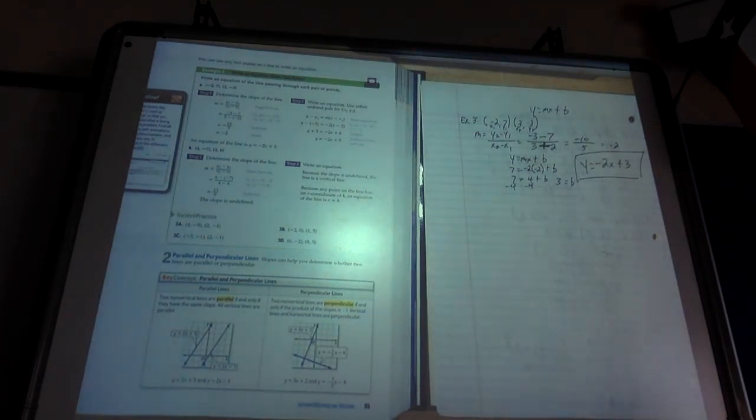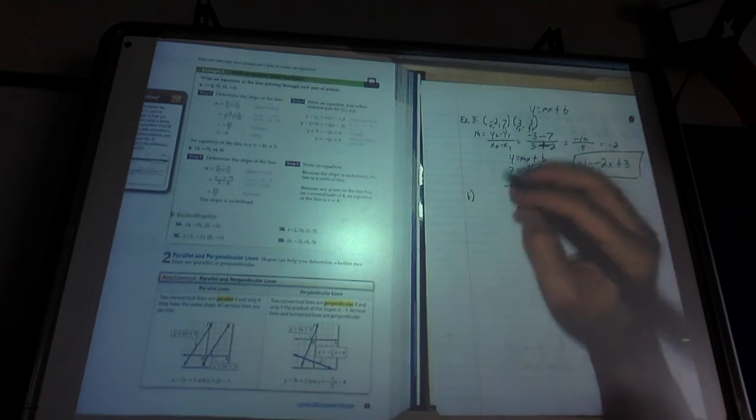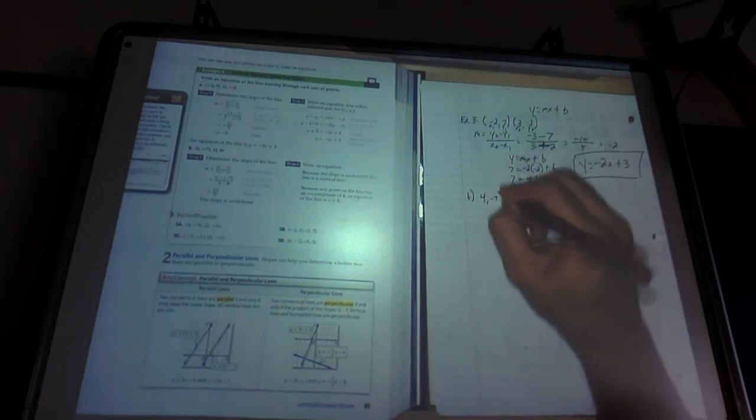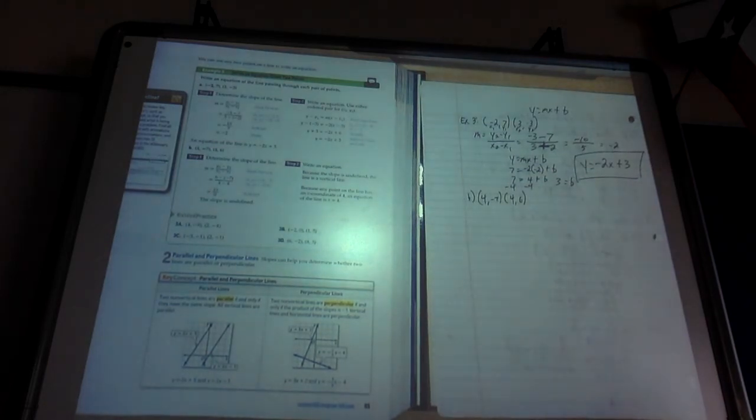Okay? I want to show you part B right there. It's kind of a long day today, which is fine. I want to show you what happens. So we got this: 4, -7, and 4, 6. Let's go find the slope.